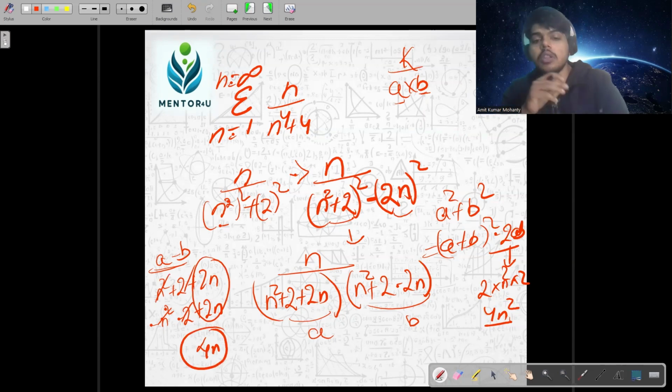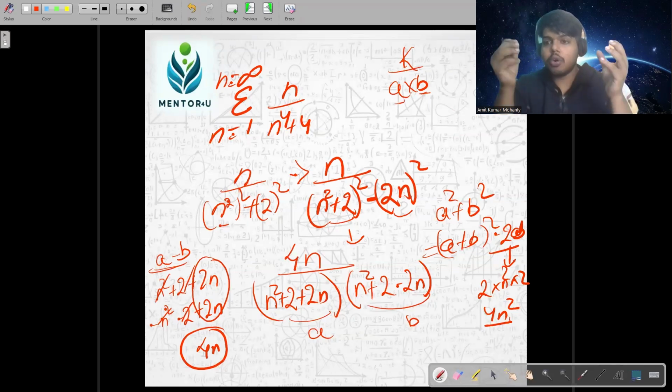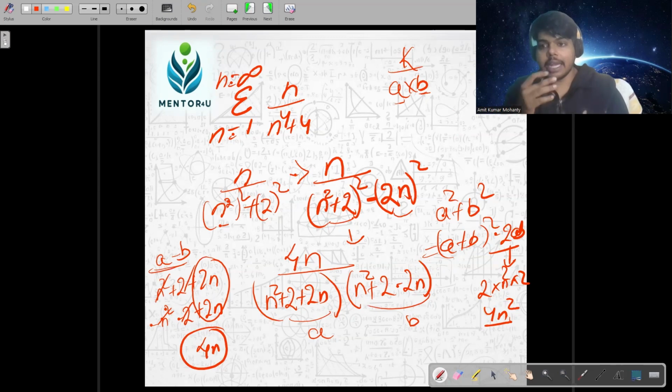Clear? Now, with this remaining value of 4n, what I can understand is that ultimately I have the value n in my numerator. If I would have had 4n, I would have written this 4n in terms of a minus b, which is in the denominator. Clear? Now, what is my goal? I need to multiply 4 in the numerator. So to balance it out, I'm keeping a 4 outside, 1 by 4. So now this is perfectly our original term.